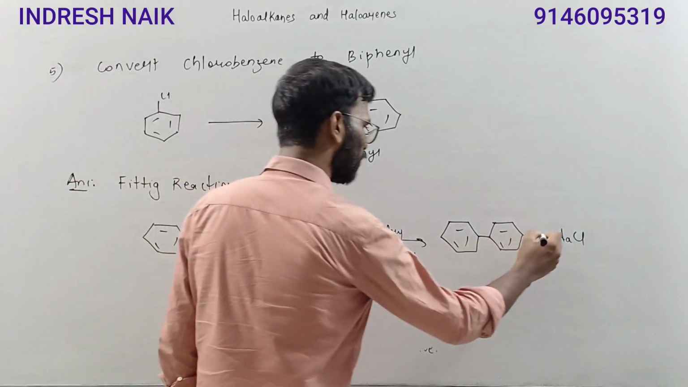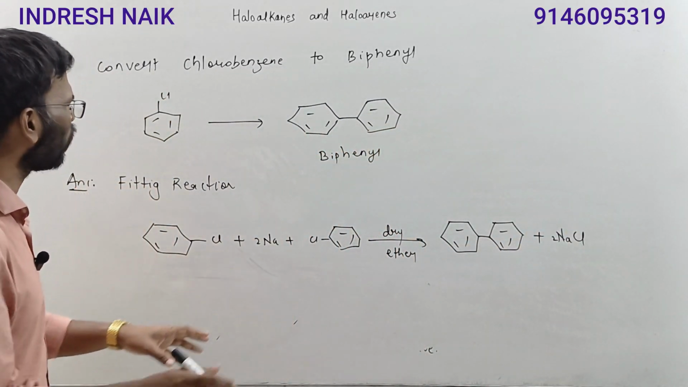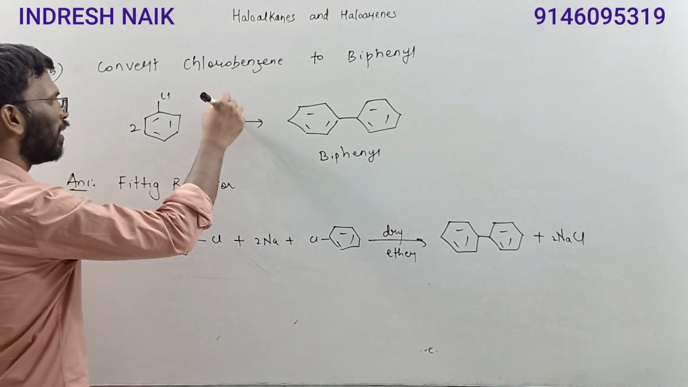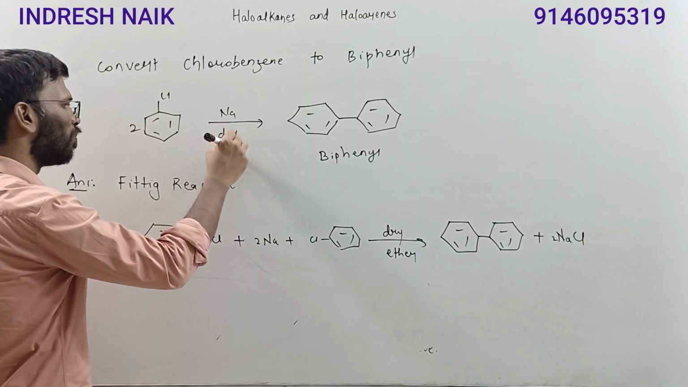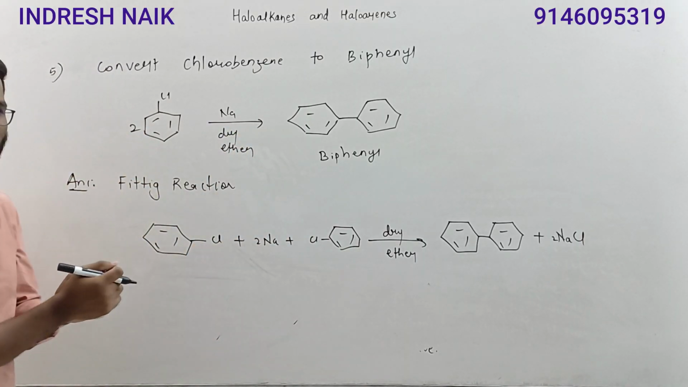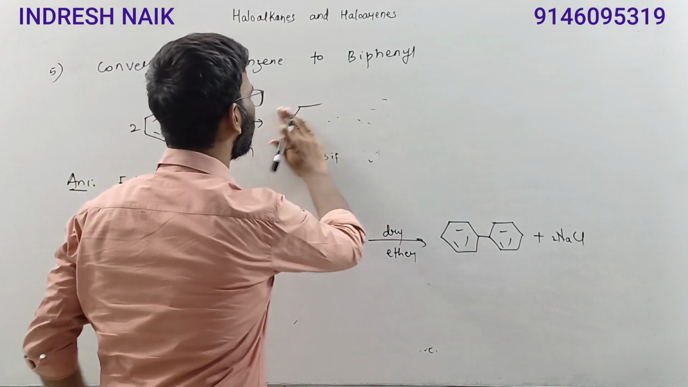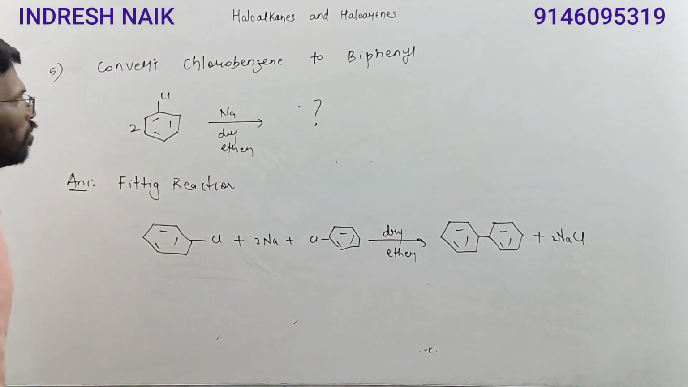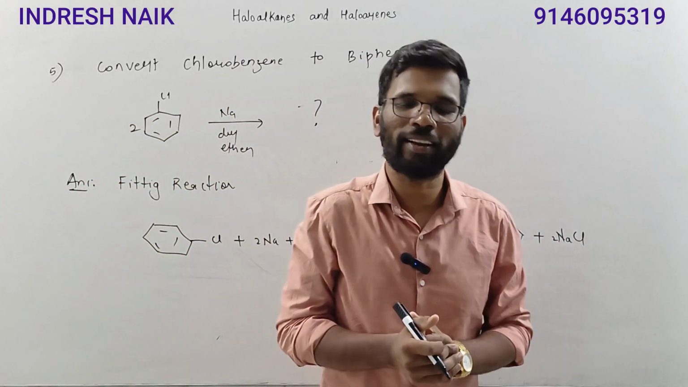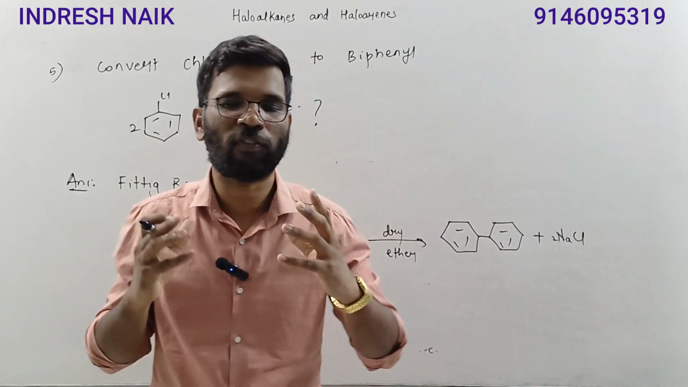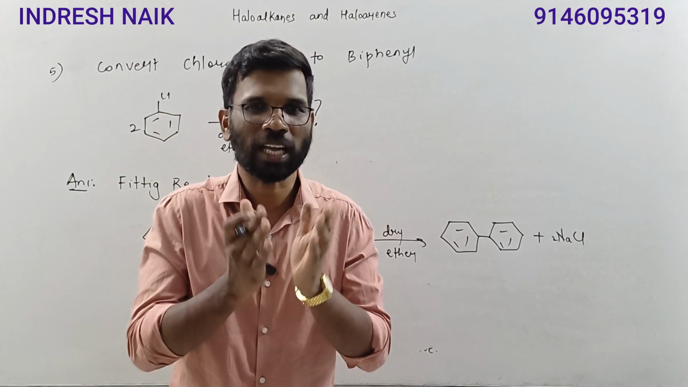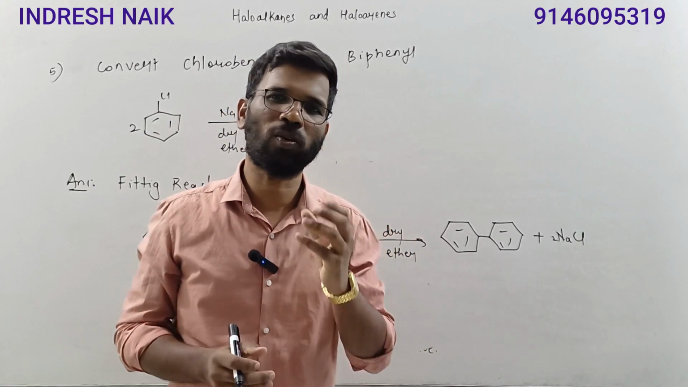We'll balance this. Or it could also be shown in the exam as two chlorobenzene like this and then sodium and dry ether. Don't look for exactly this picture in an exam. It may be this also. The same question could be asked this way: write the products, or convert chlorobenzene to biphenyl. So while learning organic reactions, you need to practice a lot. You have to take different sets of questions, with different ways the questions are asked. That is one of the methods to learn organic chemistry.